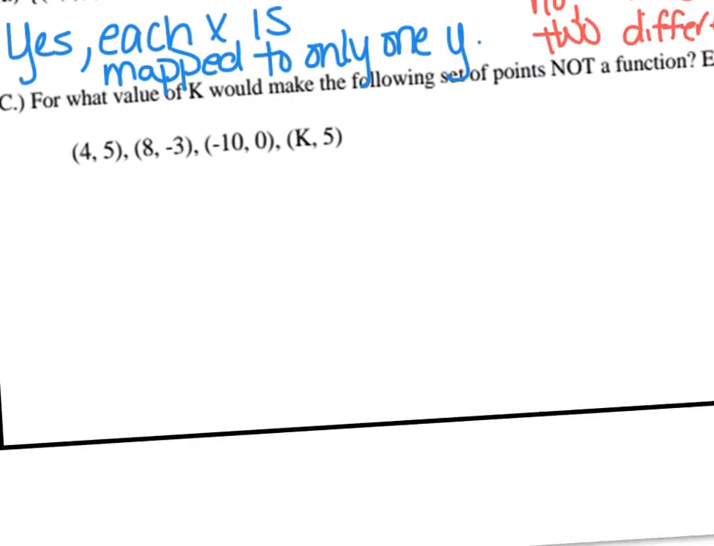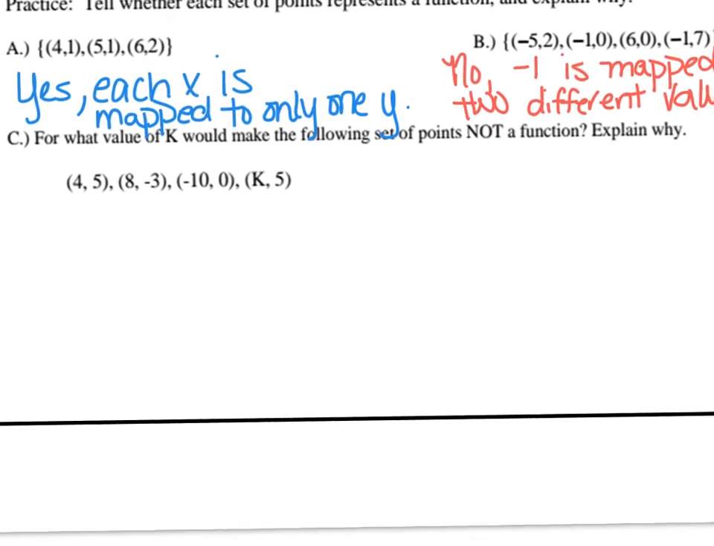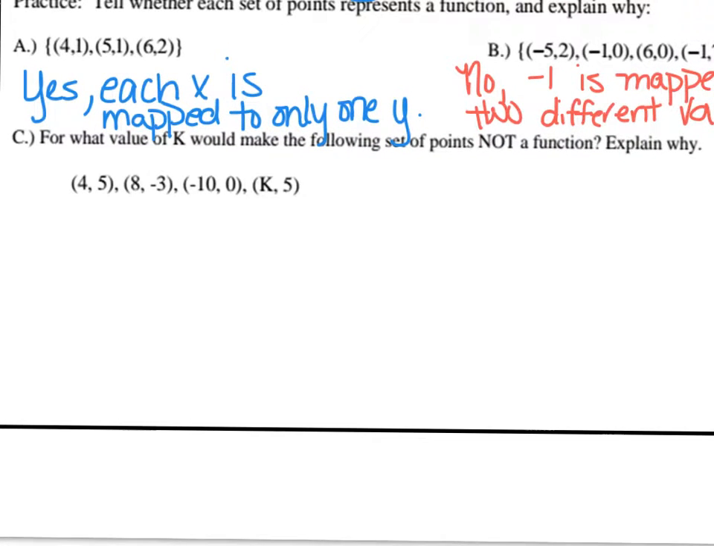So let's do C together. It says, what value of k would make the following sets not a function, and explain why. The word explain means that we're going to have to write a sentence at the end. So 4 goes with 5, 8 goes with -3, -10 goes with 0. I have to pick an x value that I already used going to something other than 5. So my options for k could be 8 or -10.